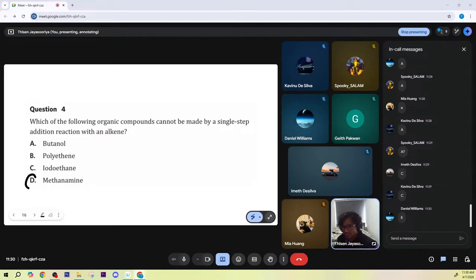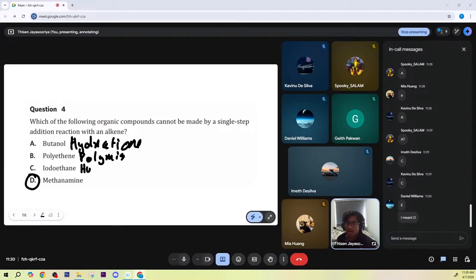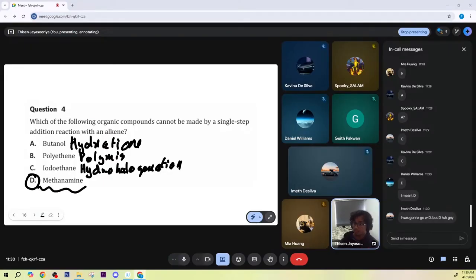Here the answer option is D. This one can be produced by the hydration of a butene. This one can be produced by the polymerization of ethene. This one can be produced through the hydrohalogenation of ethene. We haven't spoken about any pathway that produces an amine through an addition reaction or through an alkene.